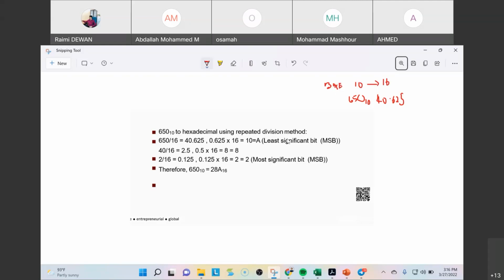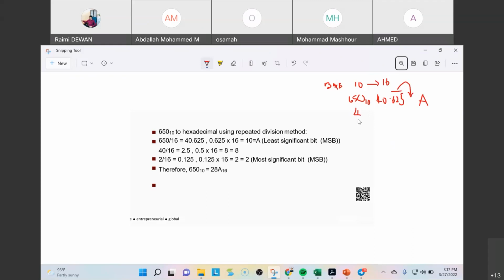Then you can see 0.625 times 16. The remainders in the fractional part, the decimal point part, we need to multiply by 16. So 0.625 times 16 gives you 10. And 10 is actually A, right? Okay, it's A. Oh, sorry, I missed this one, put it here in the middle. And then what else? Then 40.